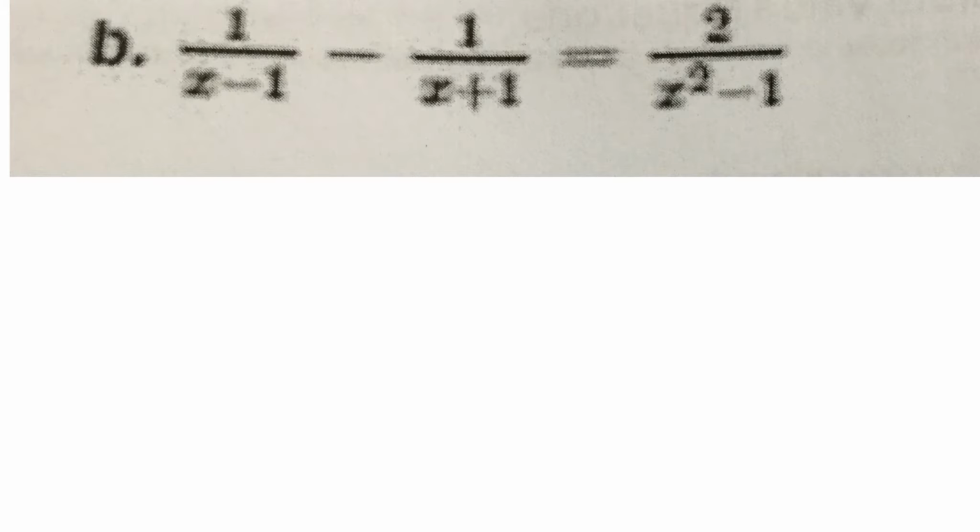Now I've got 1 over x minus 1 minus 1 over x plus 1 equals 2 over x squared minus 1.